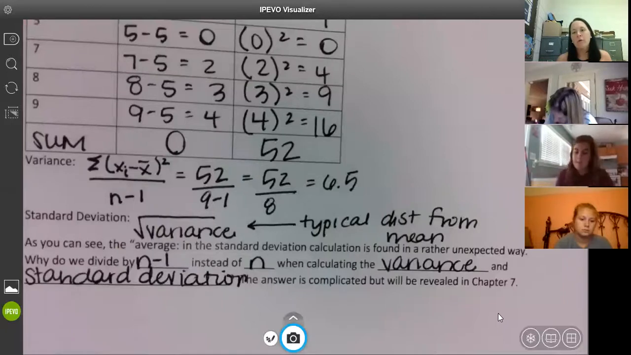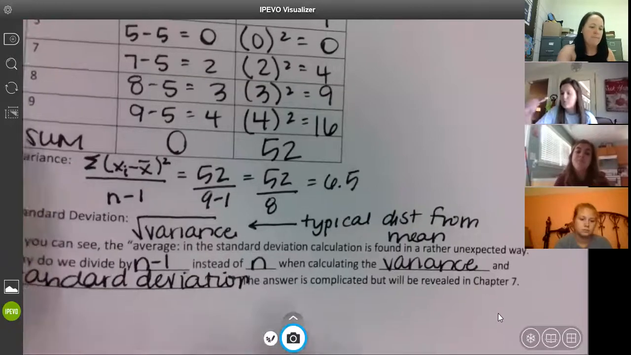Your calculator will find it for you, so it's not a formula that you have to know. What I told you you needed to know is how to find the variance from the standard deviation, or the standard deviation from the variance.